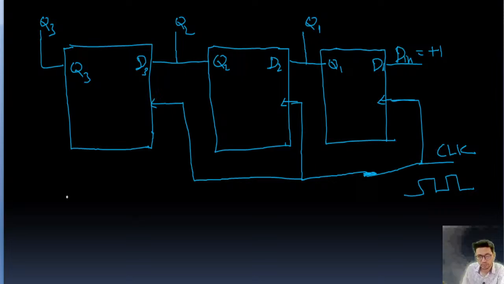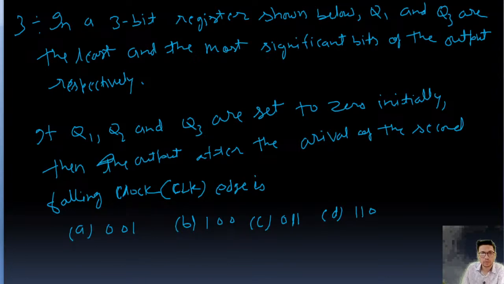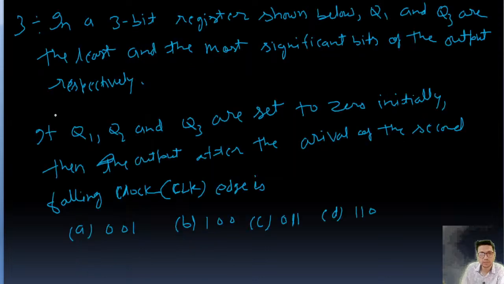So I'll make a table here: Q3, Q2, and Q1, okay. And second clock, so this will go here, right? This will be 1, and this will be 0, okay. So options are given, guys. So this is very simple. This is the register. The Q1 and Q3 are 1 and 1, okay. So this is the answer. So 1 0 1 1 is the answer, guys. Which option is matching? 0 1 1, C option. C is the correct option, guys. I hope you have understood it.